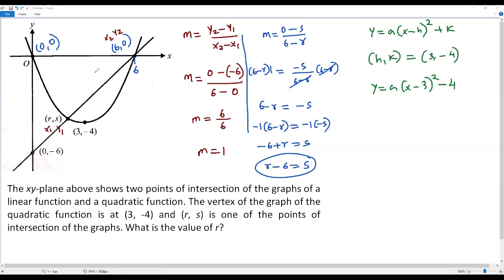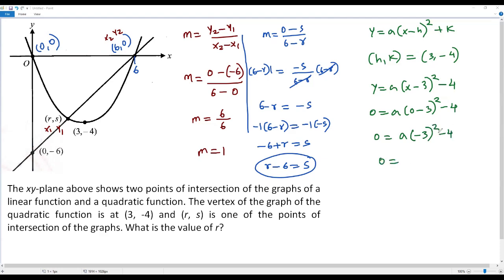For that we can use one of the points on the parabola. Let me use this particular point (0, 0). It's on the parabola, so when I use this point, both x and y values are 0. So it will be easier for me to calculate the value of a. Let me plug this point into the equation, that is y is 0, a times x is also 0, (0 minus 3) whole squared minus 4.